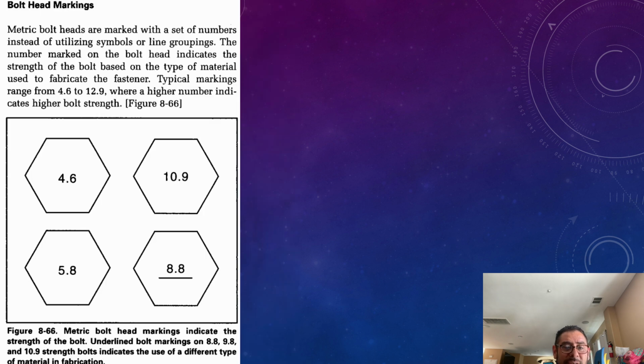Bolt head markings. Metric bolt heads are marked with a set of numbers instead of utilizing symbols or line groupings. The number marked on the bolt heads indicates the strength of the bolt based on the type of materials used to fabricate the fastener. Typical markings range from 4.6 to 12.9, where a higher number indicates higher bolt strength.